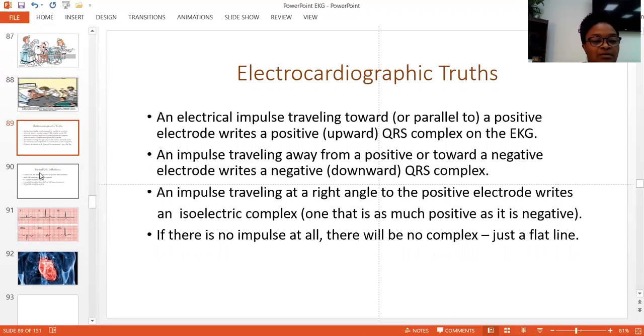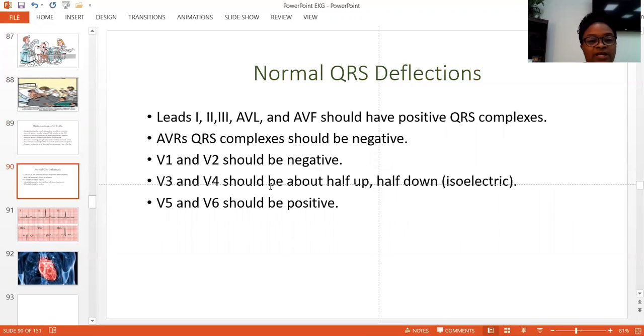Our normal QRS deflections: leads 1, 2, 3, AVL, and AVF should have a positive QRS complex, which means it should be pointing upward. AVR's QRS complex should be negative. It should be pointing downward. V1 and V2 should be negative. V3 and V4 should be about halfway up and halfway down, which gives you your isoelectric. And V5 and V6 should be positive.